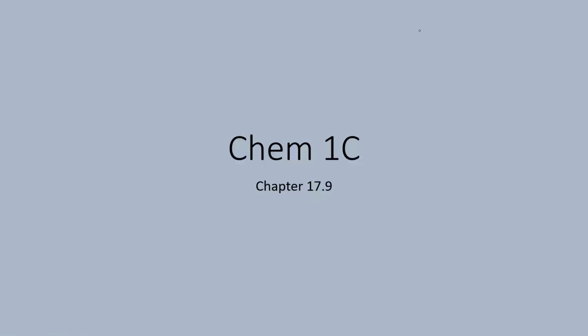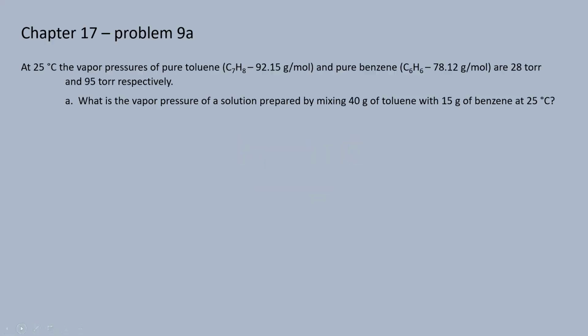Chapter 17, Problem 9. At 25 degrees Celsius, the vapor pressures of pure toluene and pure benzene are 28 torr and 95 torr, respectively. Part A. What is the vapor pressure of a solution prepared by mixing 40 grams of toluene with 15 grams of benzene at 25 degrees Celsius?